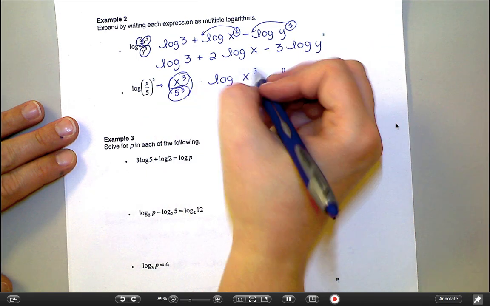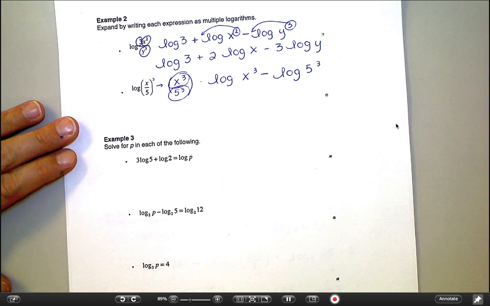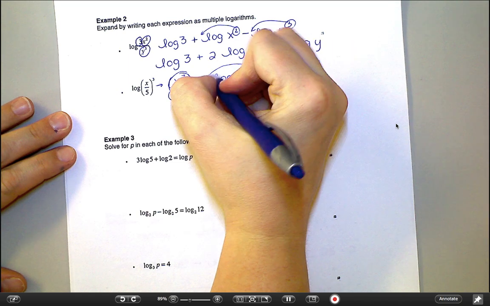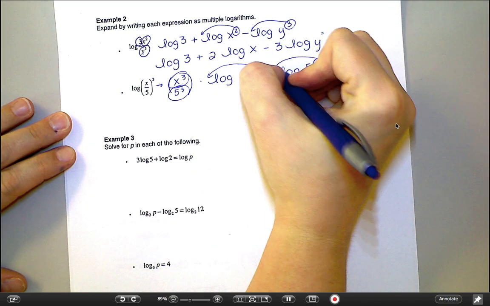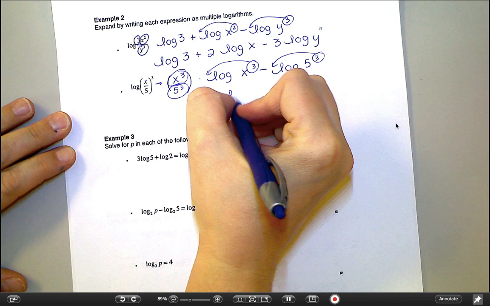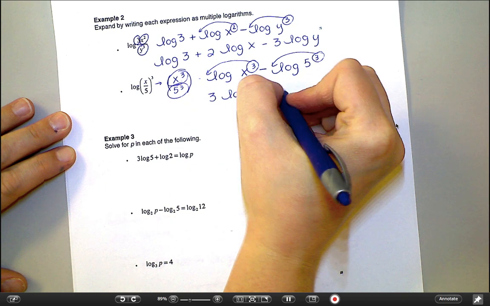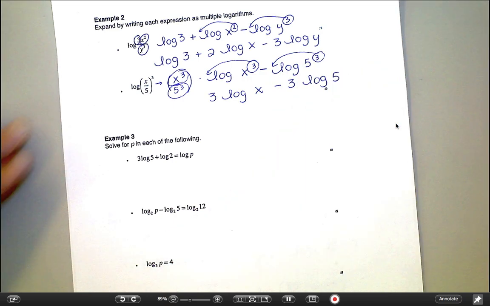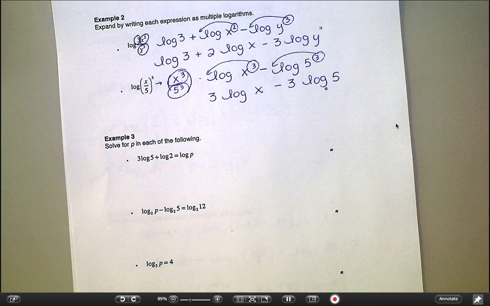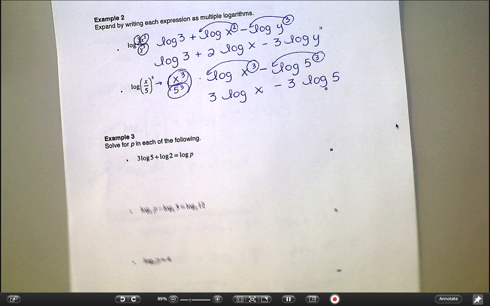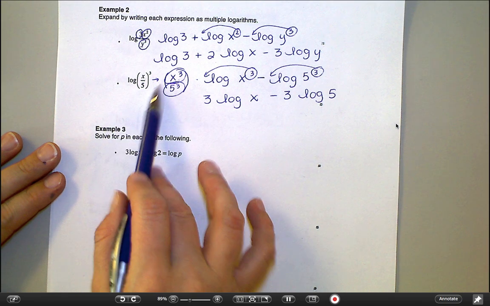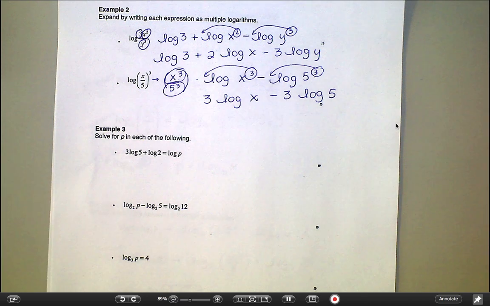Because this was division, I'm going to subtract, and then I would just slide my exponents down in front. So 3 log x minus 3 log 5. Okay, and that's where I would leave it. And again, sometimes it's more of an advantage to have it written like this, and sometimes it's more of an advantage to have it kind of all condensed like that. So that's why you just have to get good at writing them both ways, and that's kind of what we're practicing here.